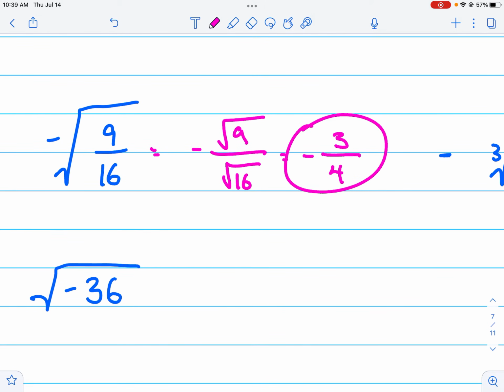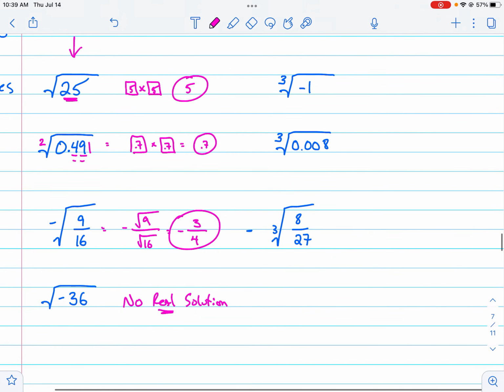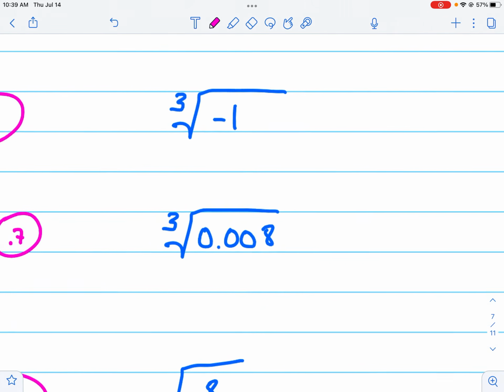And finally, if you have a square root and you have a negative, that's impossible. It's impossible with the numbers we're working with. So we're going to go ahead and say no real solution. There are technically imaginary solutions to this, but that's beyond what we're doing here. So let's go ahead and say no real solution.